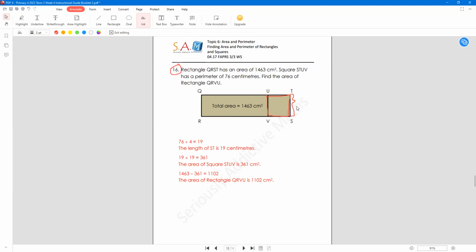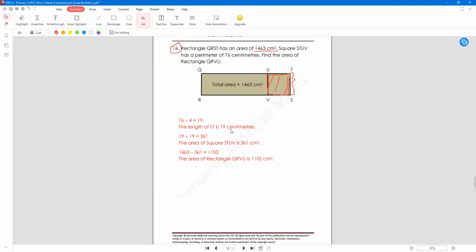This requires a few steps. They have to find out, first of all, the length of the square, and then after that it will be length times length, and they get the area of the square. Then the whole thing, 1463 minus the area of the square, would give you the area of QRVU.